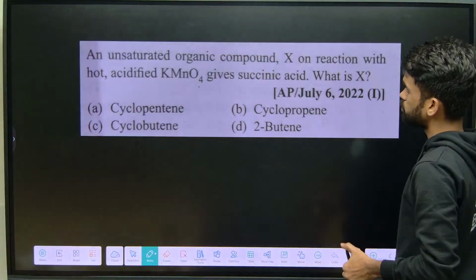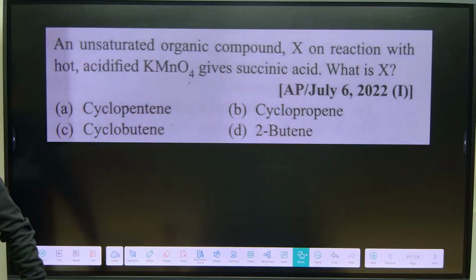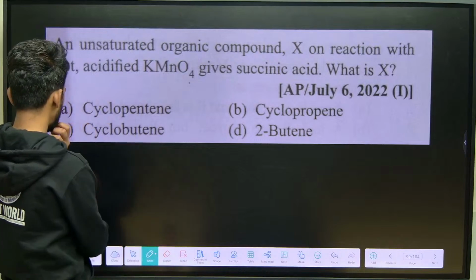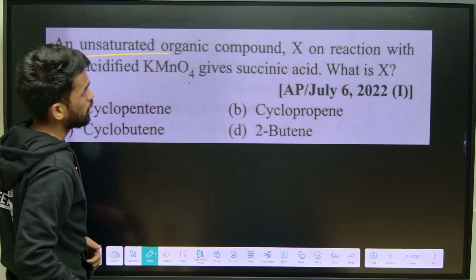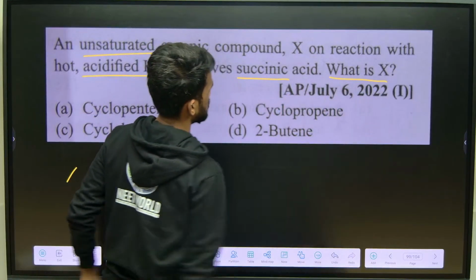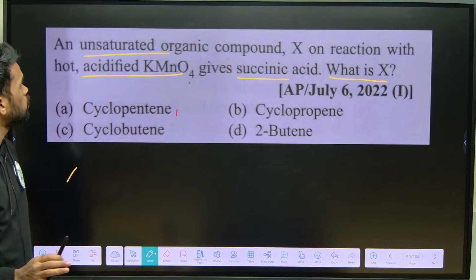Okay, next. Look at this, very interesting it is. Read the question once, and give me your answer for this. An unsaturated organic compound X on reaction with acidified KMnO4 gives succinic acid. What is that X? These are unsaturated hydrocarbons, organic compounds that should give succinic acid.